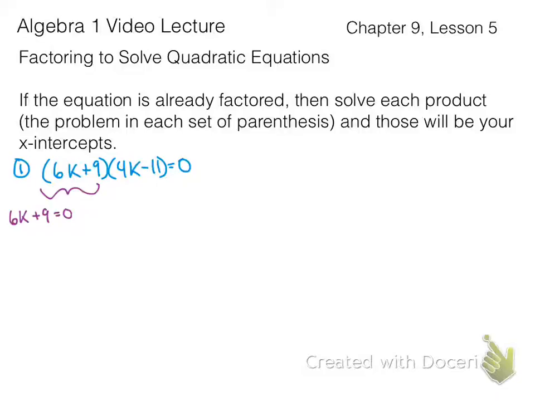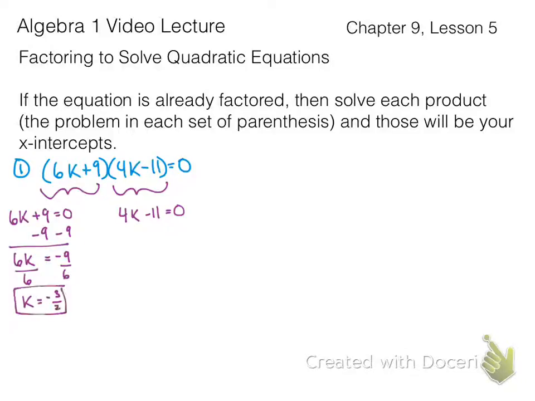In this case, 6k plus 9 equals 0, and 4k minus 11 equals 0. And we're going to solve for k in each situation. So minus 9 divided by 6, k equals negative 3 over 2. Add 11 on both sides, k equals 11 over 4.